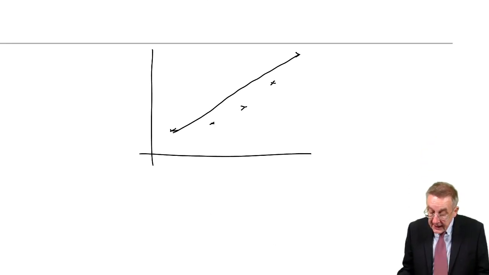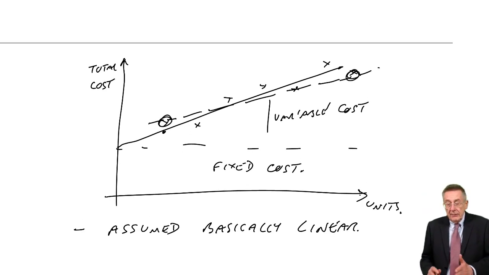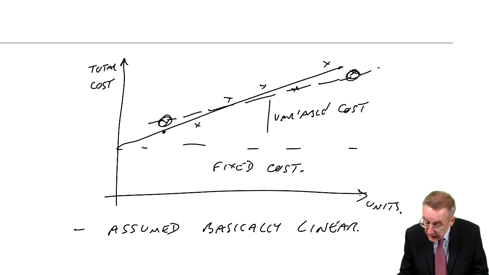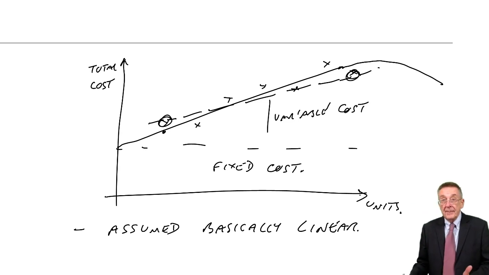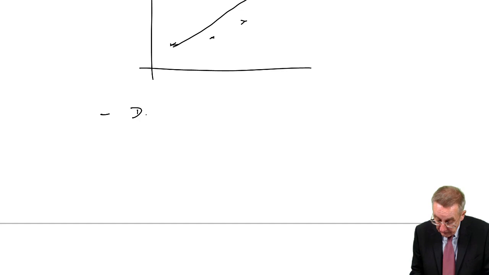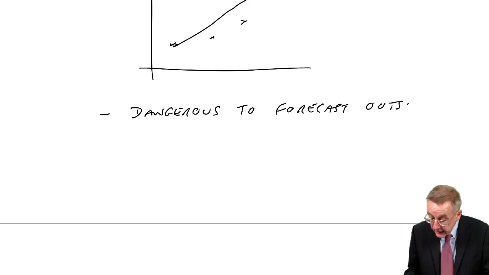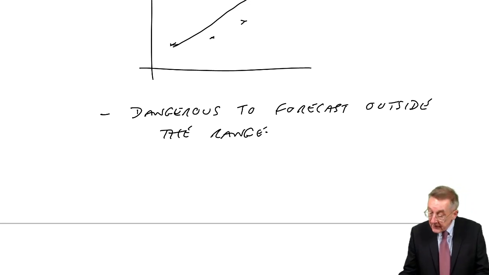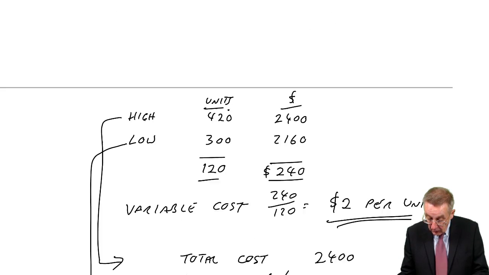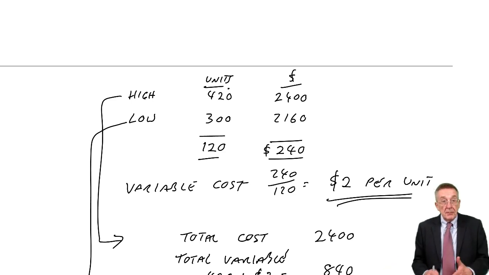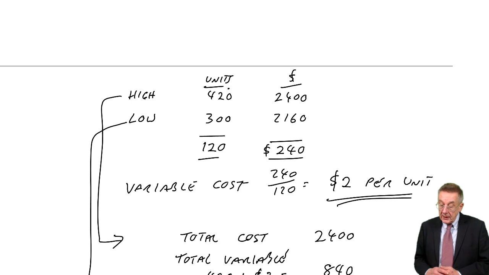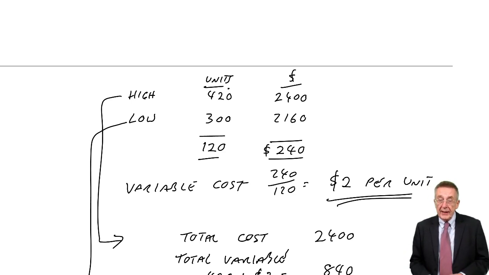A third problem is, even assuming it's linear, we can only really use it for forecasting within the range. You see, just because it's basically linear here doesn't mean that in the future it may sort of go like that or something. And so it's dangerous to forecast outside the range. Again, it may be reasonably linear, and so if we're trying to forecast for somewhere between, what was it, 300 and 420 units, maybe it will give us a reasonably good approximation. But we certainly couldn't say, if it was 1,000 units, it's still going to be $2 a unit variable plus fixed cost of $1,560. Other things could affect it.